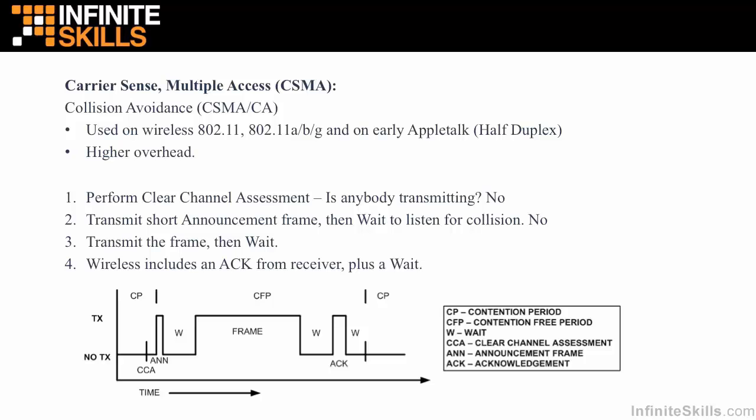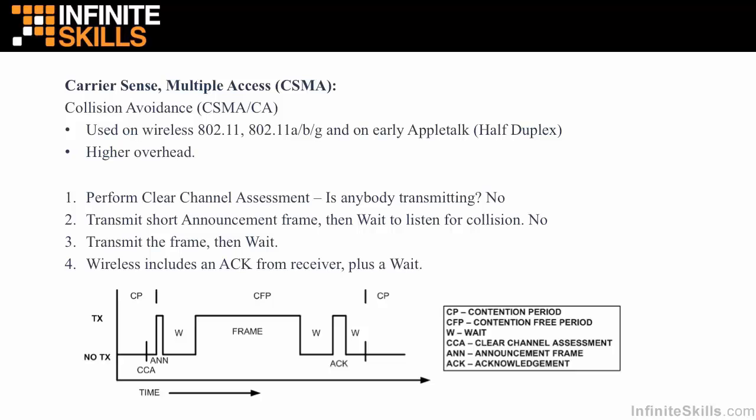So the early 802.11, 802.11b, and 802.11a and g all operated in CSMA-CA collision avoidance with the higher overhead. Let's look at the timeline of how this CSMA-CA operated. First, we would have a contention period where anybody could transmit, but coincidentally at the moment nobody is transmitting. So a node would listen before talk, would wait, that's a clear channel assessment, and if it senses that nobody is transmitting, it would send out a tiny little announcement frame.